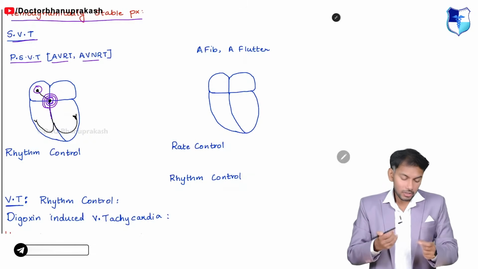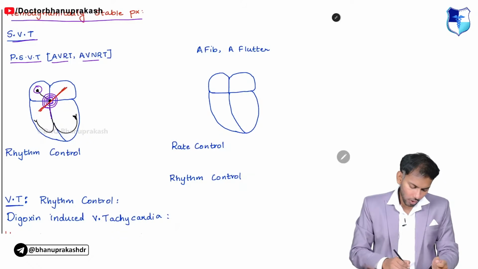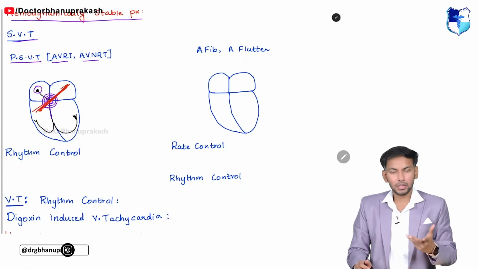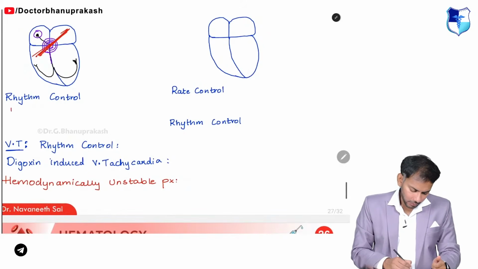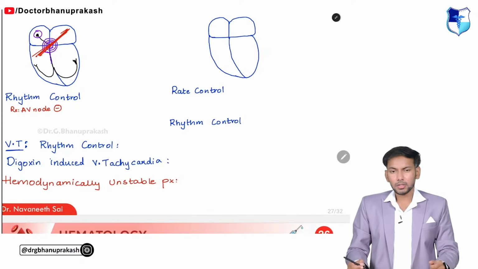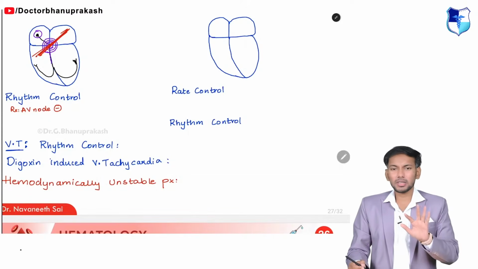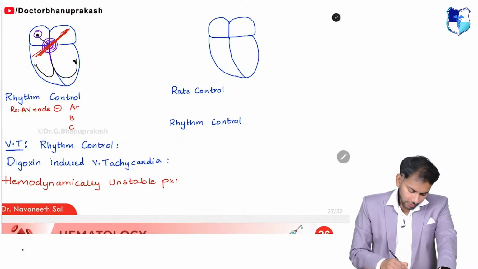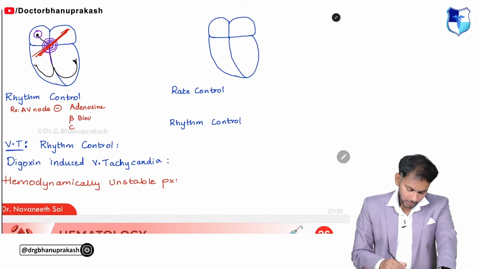Now, the pathology is at the AV node. If you block this AV node, you will terminate the arrhythmia. Yes or no? So what is the treatment here? AV node blockers. Now, which AV node blockers can you use? I am telling you the best AV node blockers: A, B and C. A for adenosine, B for beta blocker, C for calcium channel blocker.